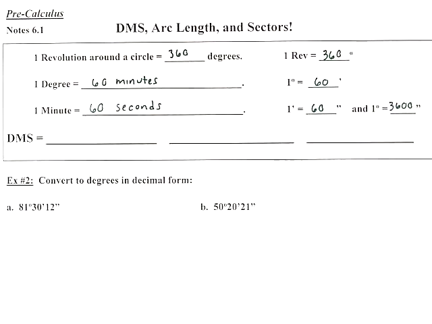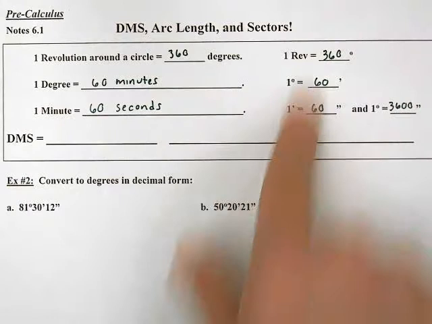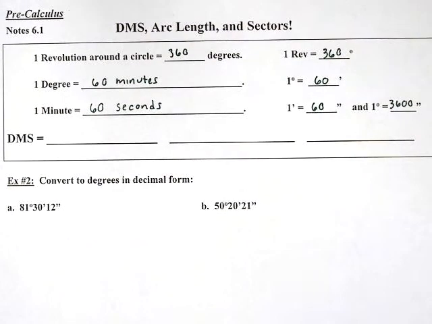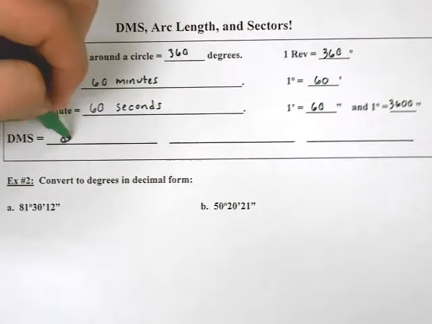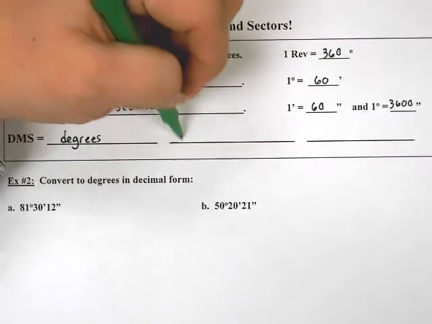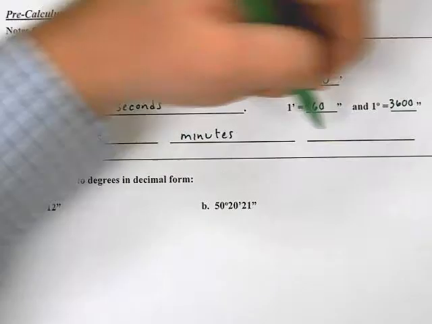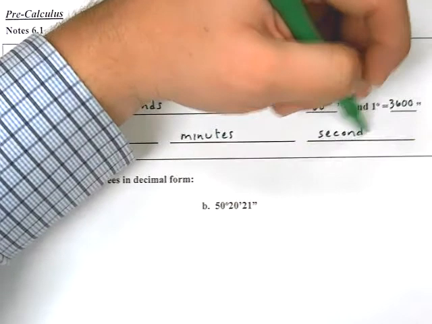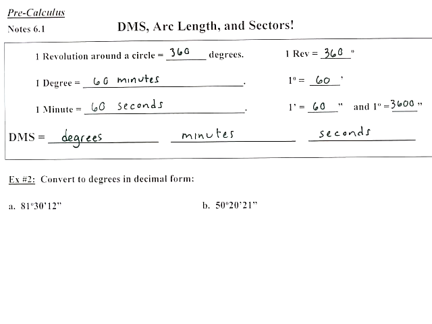This one I don't think you're going to need to know as much, but it's good to understand that we can break down degrees. Just like 1.5 hours, you can say is 1 hour 30 minutes. So this is just another way. Now when you see DMS, that should set off the idea: degrees, minutes, seconds.